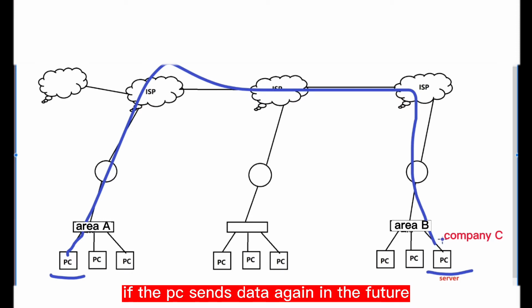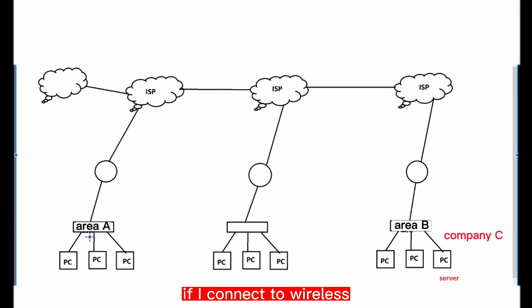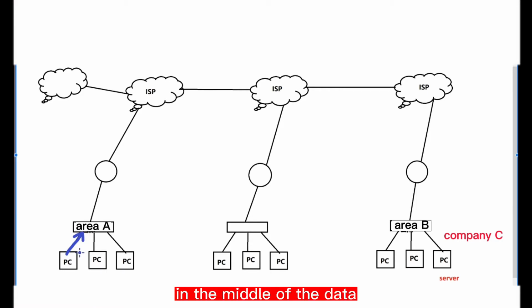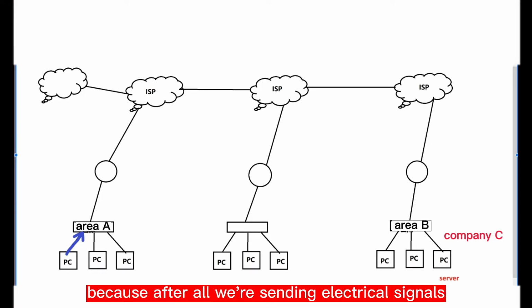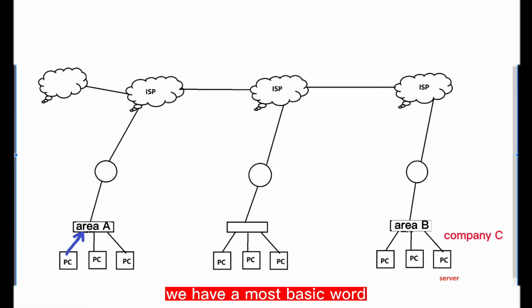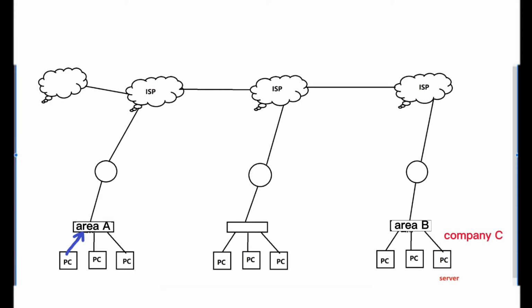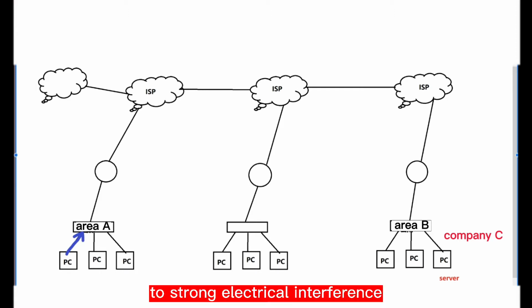If the PC sends data, and I connect to wireless, maybe my intermediate data is not stable. Or I pass the network cable, and there may be some strong electrical equipment in the middle of the data link, making it unstable, or there may be some interference. Because after all we're sending electrical signals. We have a most basic word called electromagnetic induction. Although some students do not know how to operate, everyone needs to know that such an electrical signal is very susceptible to strong electrical interference.